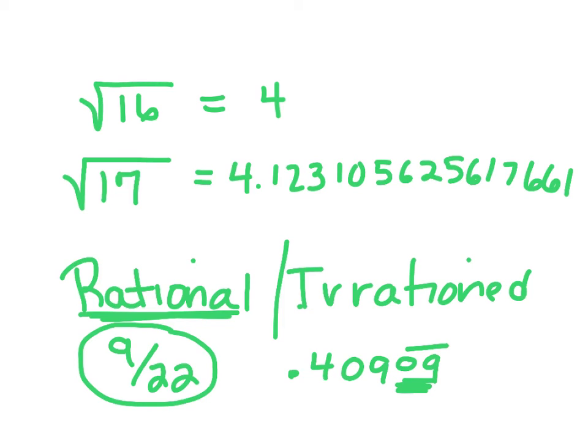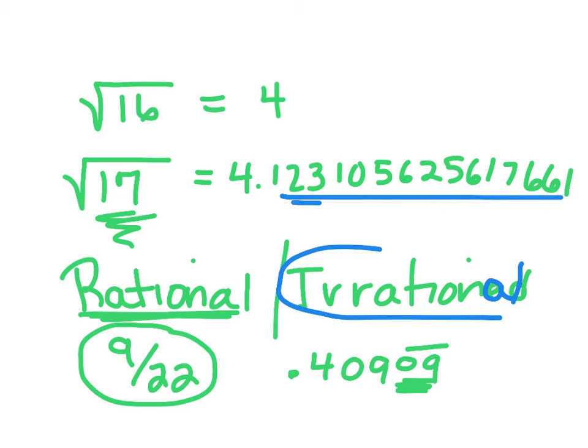But then we start to get these weird numbers. We call them irrational numbers. Numbers like the square root of 17. A lot of oddball square roots, square root of 3, square root of 5, square root of 6, square root of 7. If it's not a perfect square, it's almost always an irrational number. This number is never going to repeat itself, and it's never going to end. That's an irrational number. Our most famous irrational number that you all know of is pi.